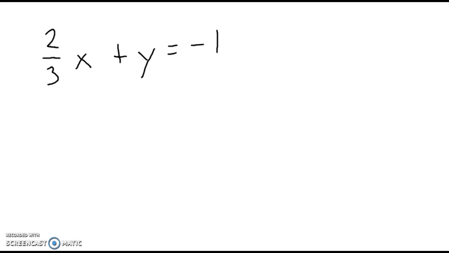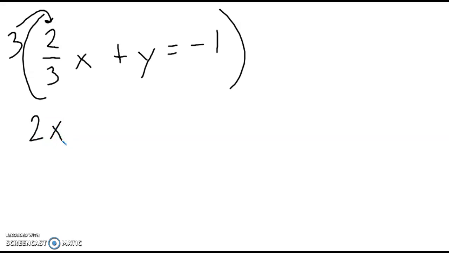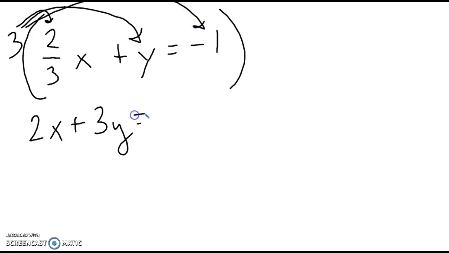All right, let's go ahead and have you try this one. I'll help you clear the fractions to start with. We only have one number that has a denominator, and that denominator is 3. So we're going to multiply everything by 3. So 3 times 2/3 leaves us with 2x. 3 times y leaves us with plus 3y. And 3 times -1 leaves us with -3.